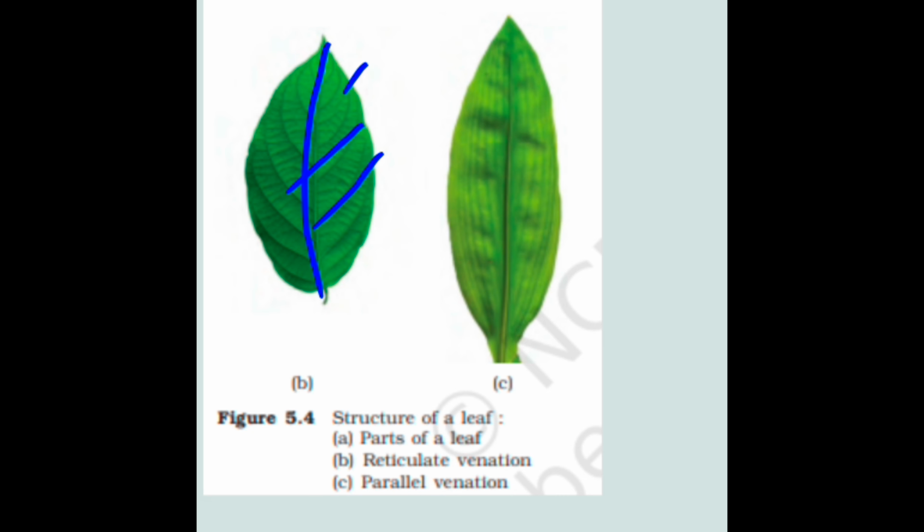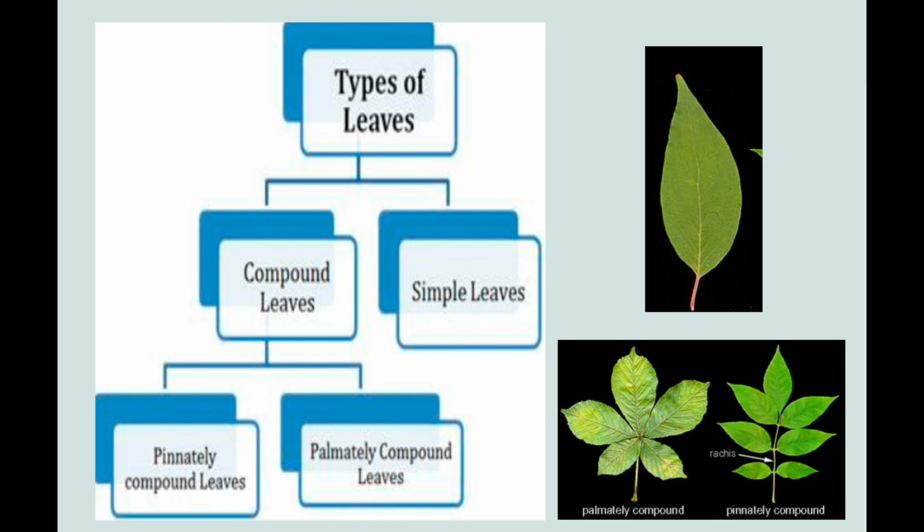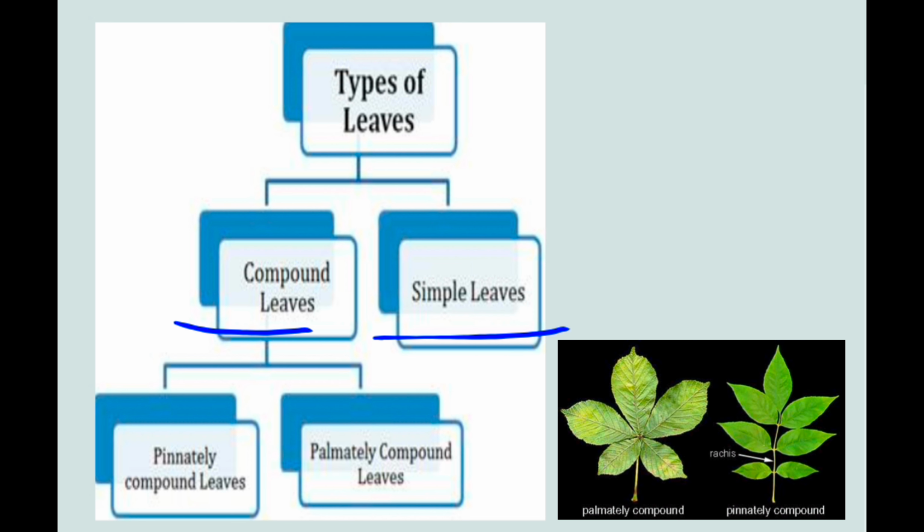This is the network of veins and veinlets, and here the veins are parallel to each other. Types of leaves. We have two types, simple leaf and compound leaf. Simple leaves are the leaves where lamina is undivided, means it is entire, or even if there are any incisions, they do not touch the midrib. Incision means cut. Compound leaves are the leaves where lamina is divided into leaflets. It is of two types, pinnately and palmately.